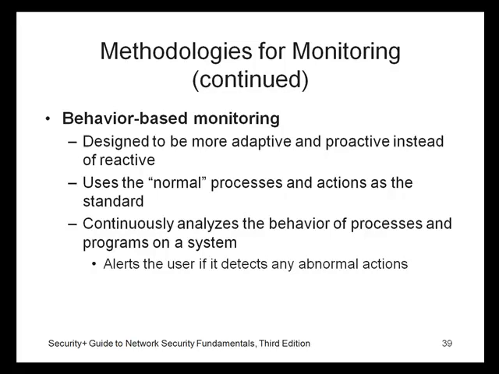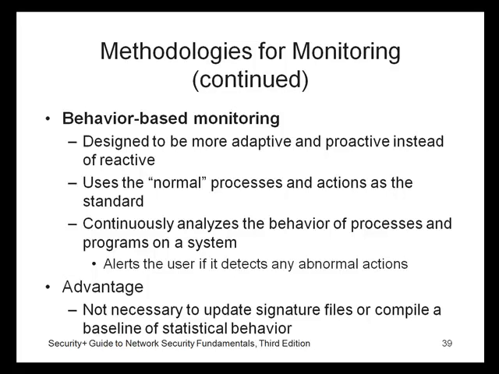Behavior-based, more adaptive and proactive instead of reactive, uses the normal process and actions as a standard, continuously analyzes the behavior of processors and programs on the system, and alerts you if it detects an abnormal action. Our normal action is that our processor utilization is 5% max. It may bounce up to 100% for 2 minutes. If our processor utilization just went to 100% for 3 hours, that would probably be something out of the ordinary that we would want to check on. Not necessarily up-to-date signature files or compiled baseline statistical behavior.